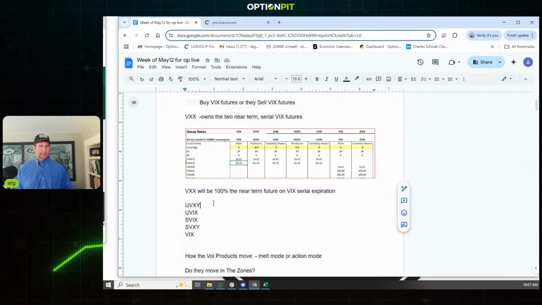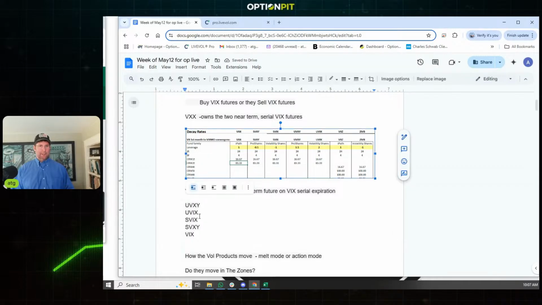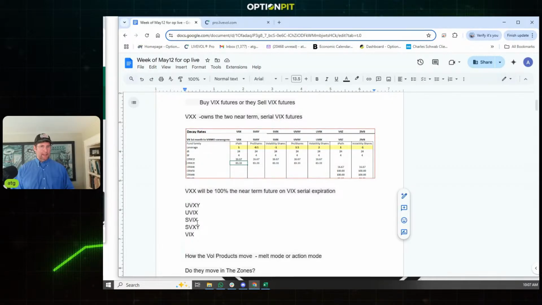So UVXY acts the same way, but it is 1.5 times. UVIX is 2 times. SVIX is -1. SVXY is -0.5. They all own or are short the same things. So you could think of it like this: VXX is buying a spread and SVIX is selling it. The liquidity is all right there. UVXY buys a spread, SVXY sells it.